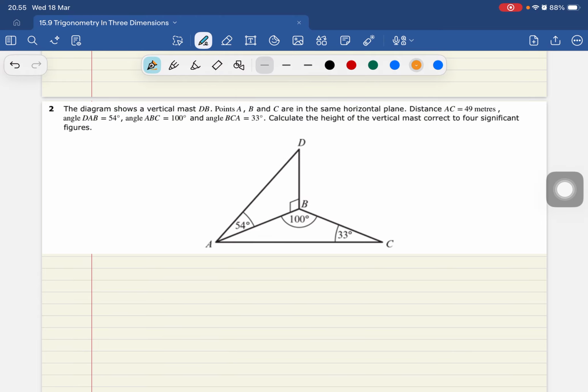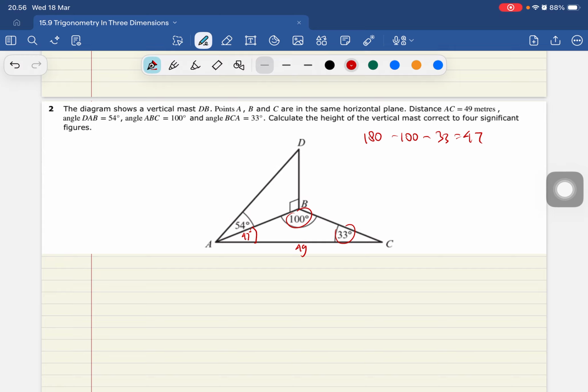Okay, let us take a look at number 2. The information that we got: the diagram shows the vertical DB. ABC is on the same horizontal plane. The distance AC equals 49. What is this angle? We can make it from 180 minus 100 minus 33, so it's going to be 47. So this angle is 47 degrees.